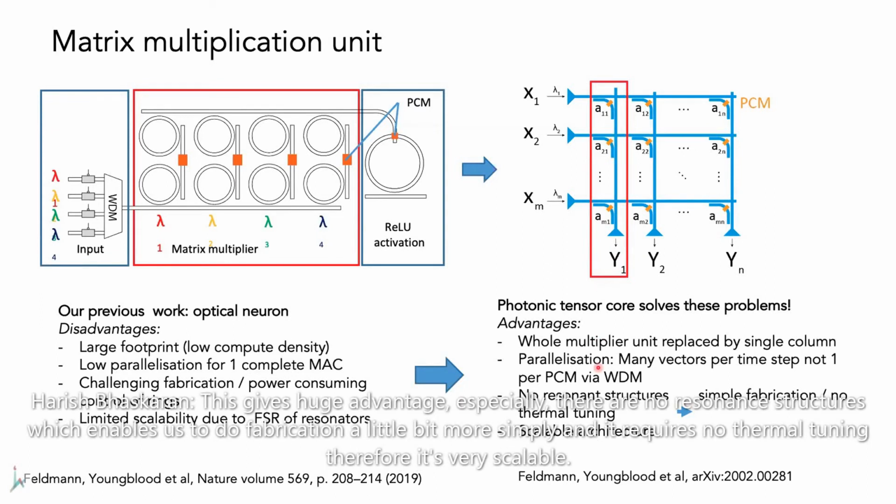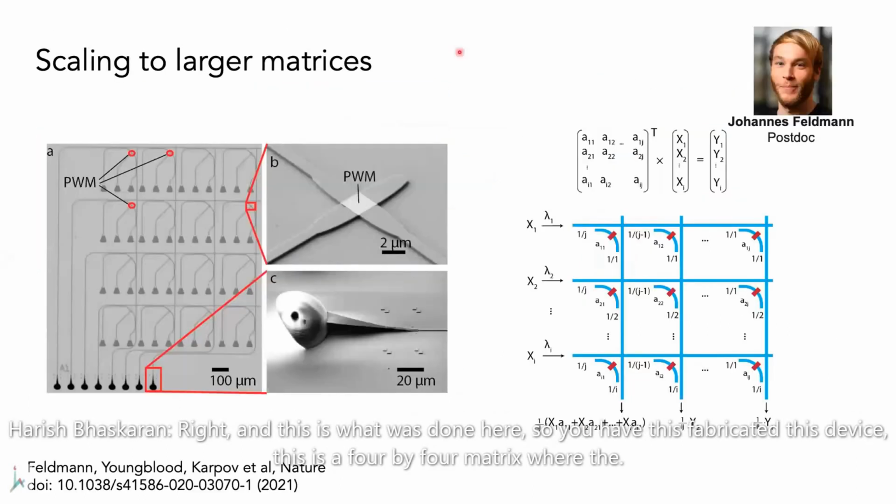This gives huge advantages. Firstly, there are no resonance structures, which enables us to do fabrication a little bit more simply, and it requires no thermal tuning. Therefore, it's very scalable, right? And this is what was done here. So Johannes fabricated this device.